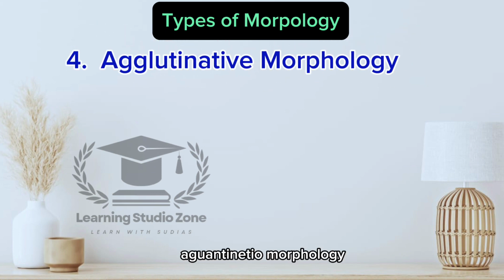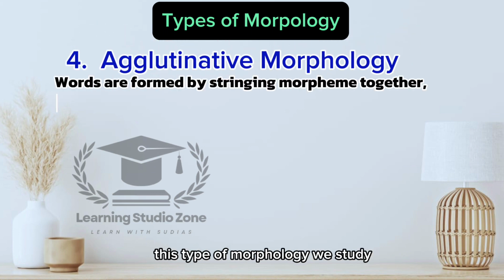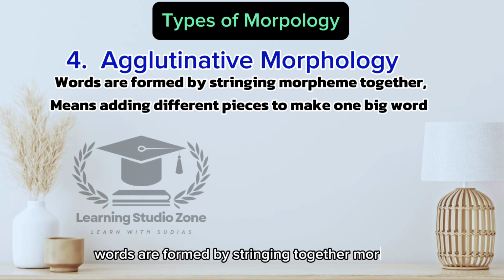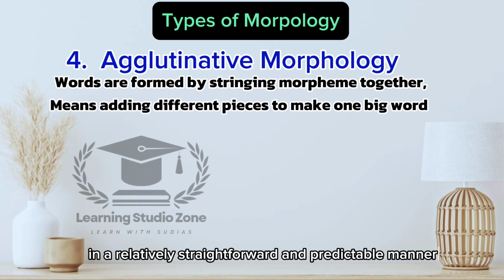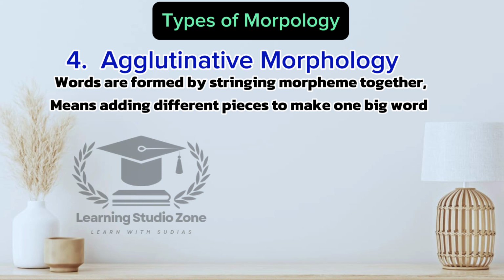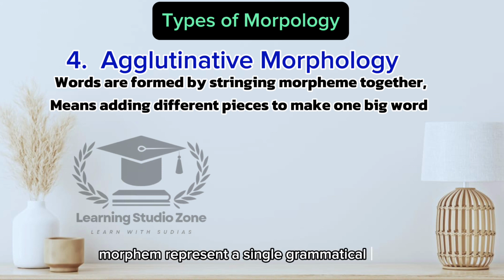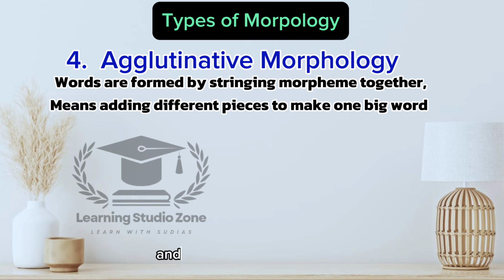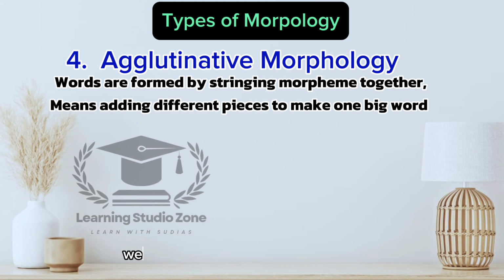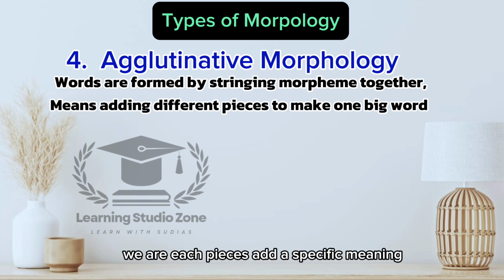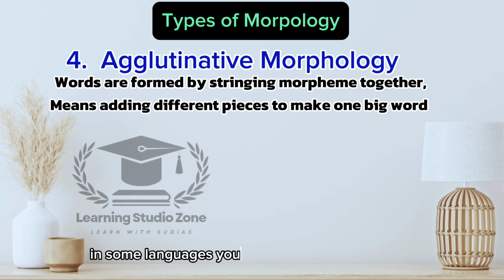Agglutinative morphology. In this type of morphology we study, words are formed by stringing together morphemes in a relatively straightforward and predictable manner, where each morpheme represents a single grammatical meaning. In simple words, we can say that it is the study of putting different pieces together to make one big word, where each piece adds a specific meaning. For instance, in some languages, you can add a piece for past tense, another for plural, etc.